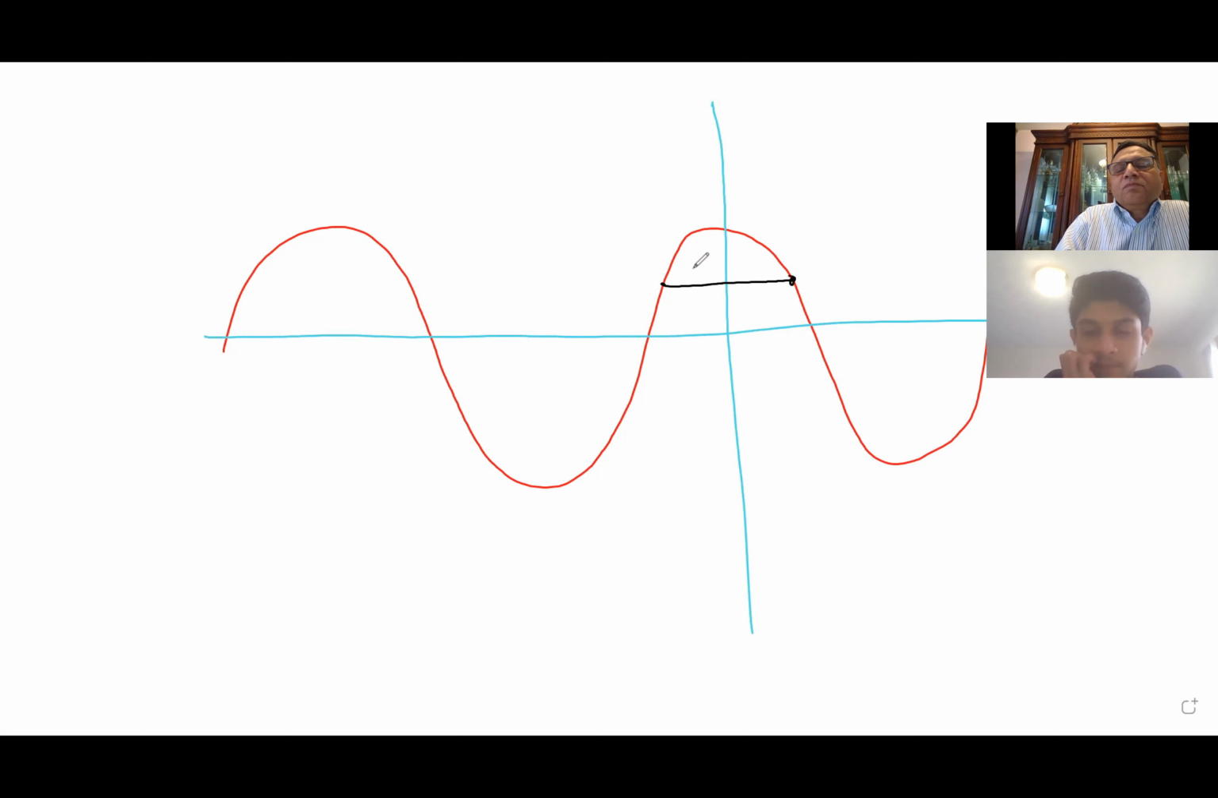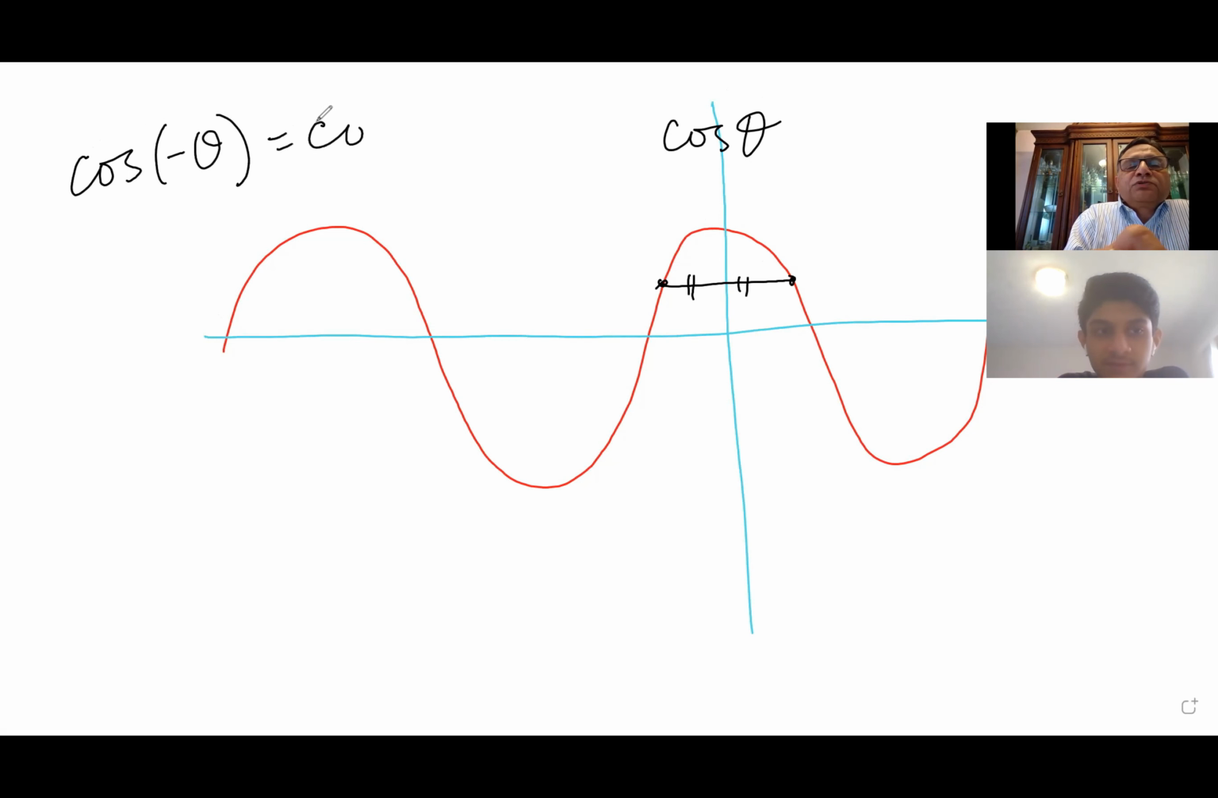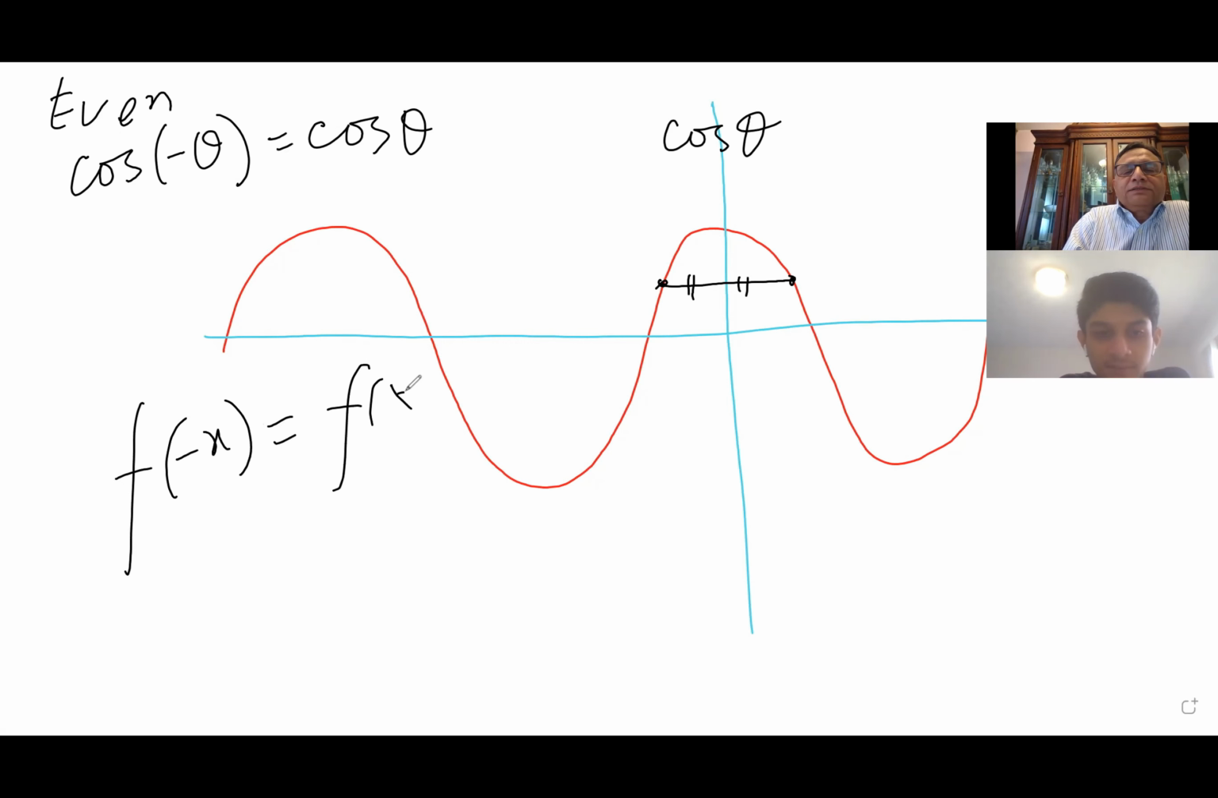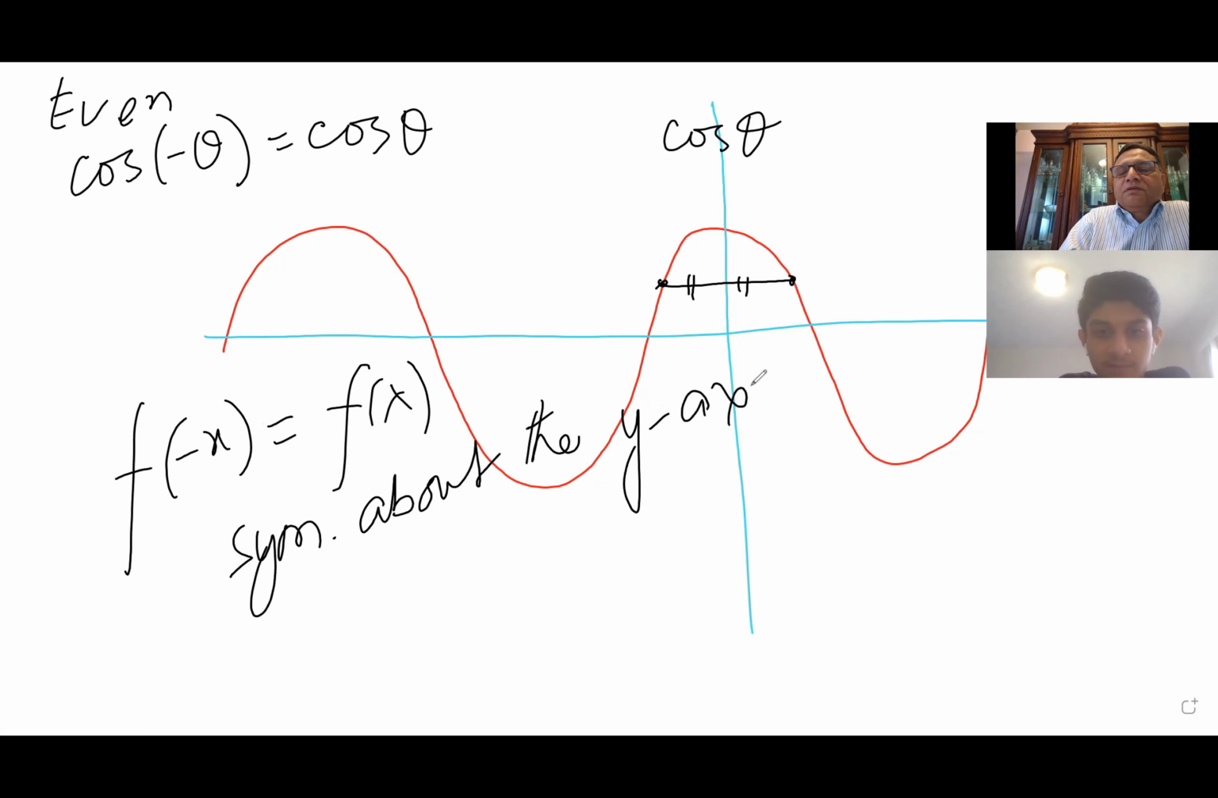Do you see that? You will also notice that cos of minus theta is basically equal to cos theta. That is what even symmetry means. So it would mean that f of negative x is basically f of x, right? Correct. f of negative x equals f of x. It is symmetric about the y-axis. Is this clear to you? Yes, sir. So we have understood the symmetry of sine and cosine.